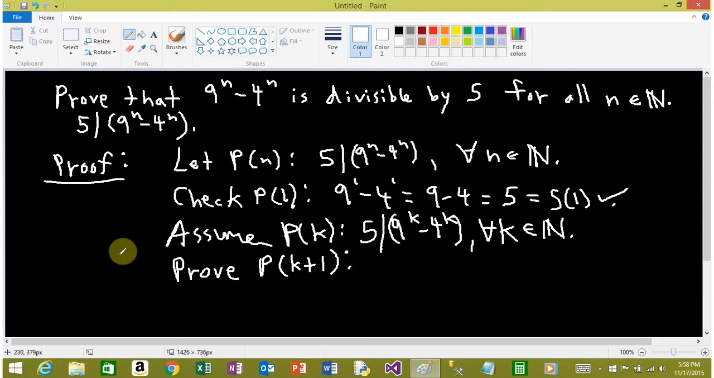So we're going to do some scratch work on the side over on the left here. And we'll do 9 to the k plus 1. We know that's equal to 9 to the k times 9. We know that 4 to the k plus 1 is equal to 4 to the k times 4.